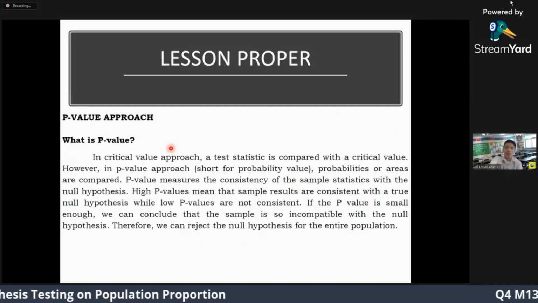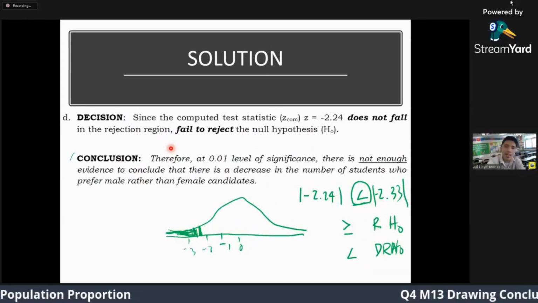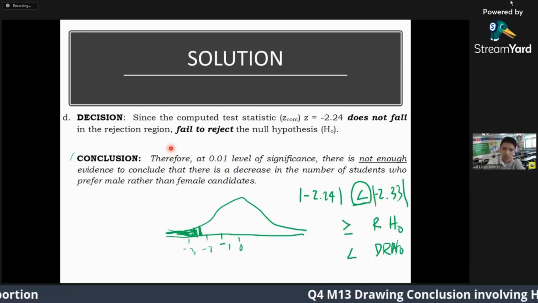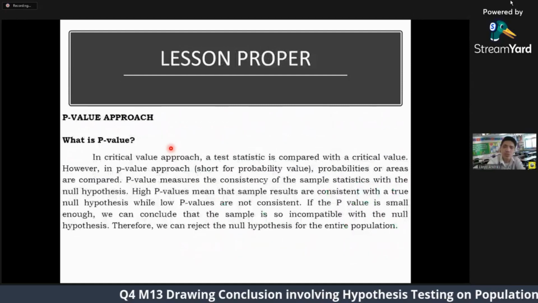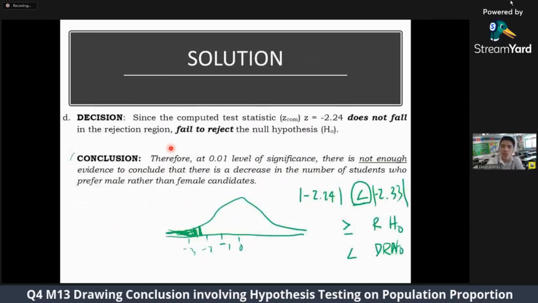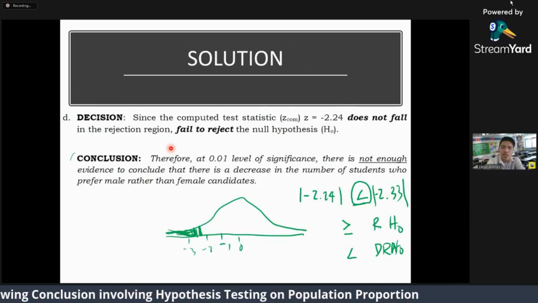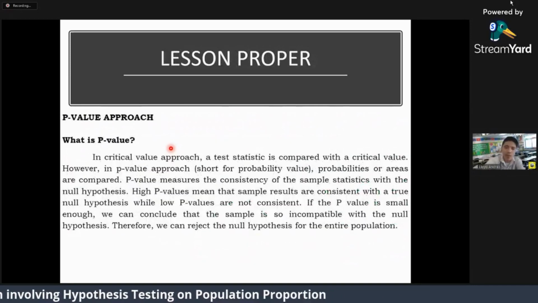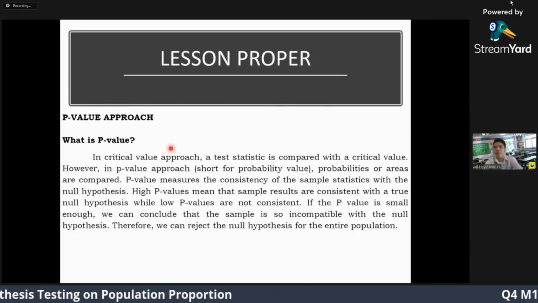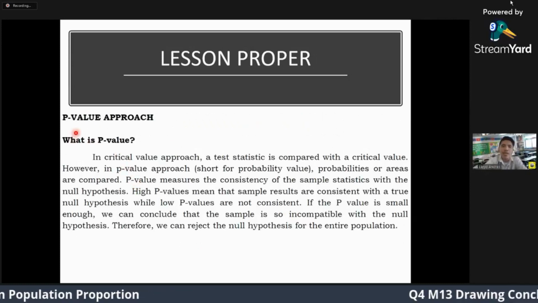So, that is how we decide whether to reject or not. It is very similar. By the way, this time, the process we used is the critical value approach. This time, I will briefly present to you the p-value approach.